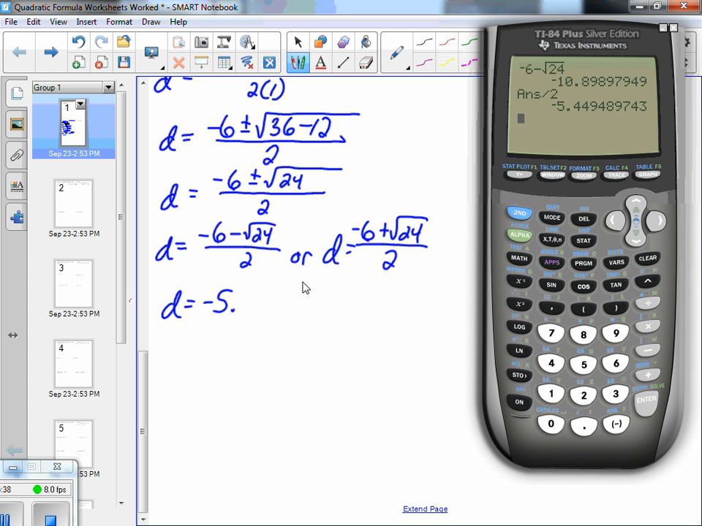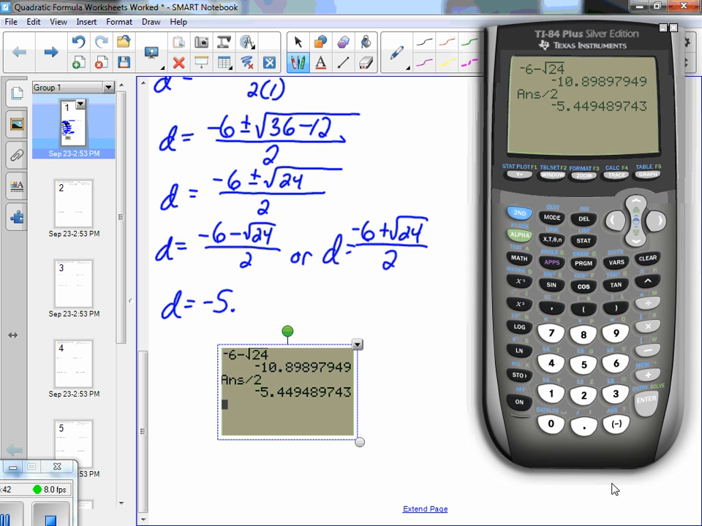Now, when I have this, to round to the nearest 10th, the 10th place is that 4 right there. So I look at the digit next to it, which is also a 4. 4 and down. Well, 0, 1, 2, 3, or 4 means round it down. And down means leave that digit as it is. So -5.4.